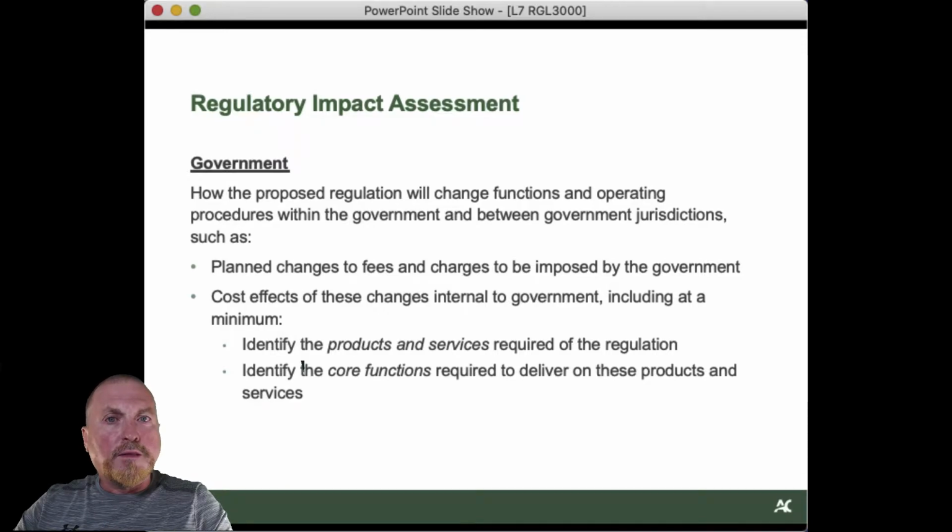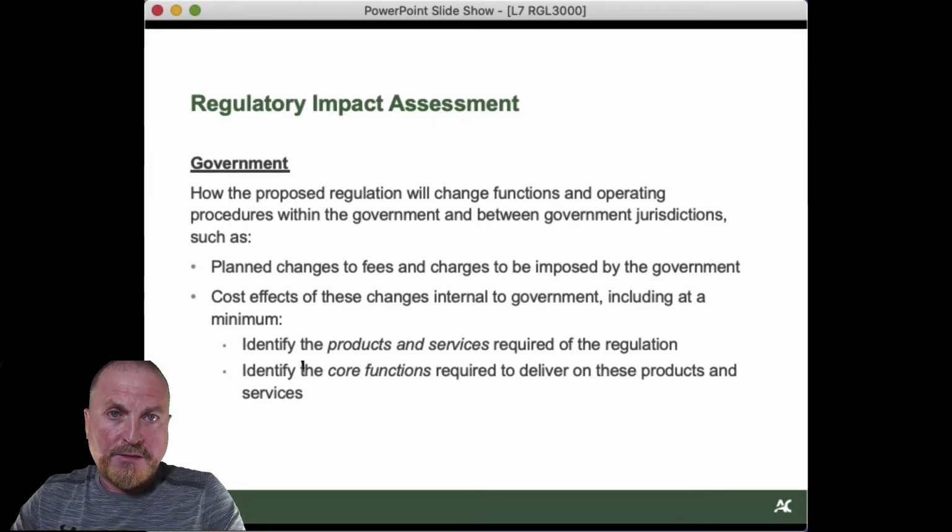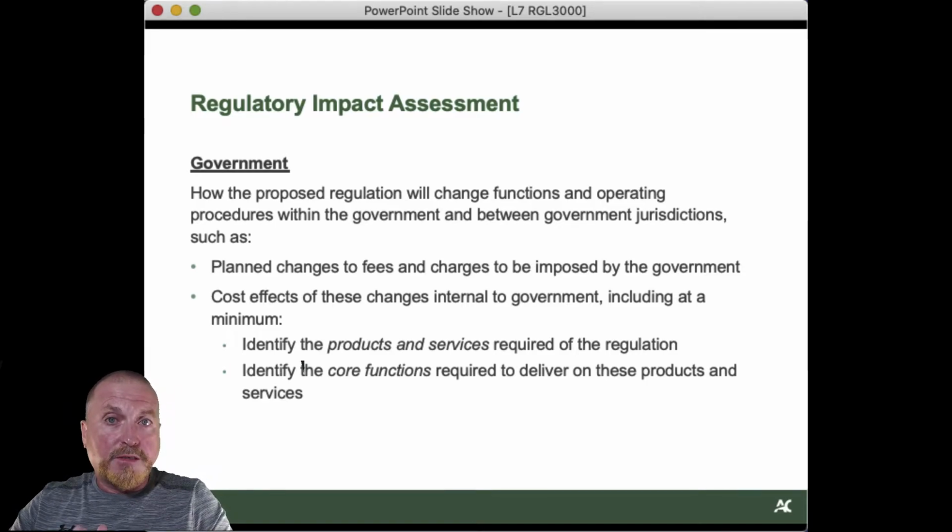So, one of the things that my firm used to do is actually help departments deal with planning for the regulatory implementation. Okay. Are there going to be not only additional costs, but are there going to be additional revenue sources for the government department based on the regulation? Are there going to be, for example, additional fees and charges to be imposed by the government? In other words, is there going to be a cost recovery mechanism in the regulation?